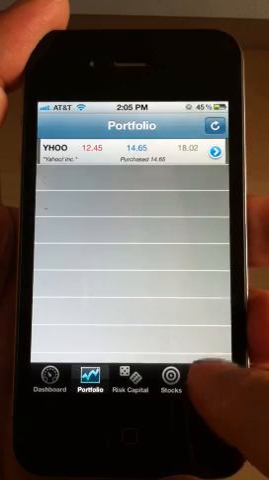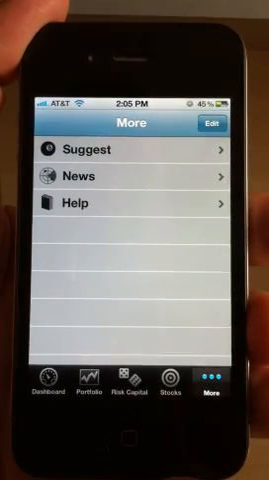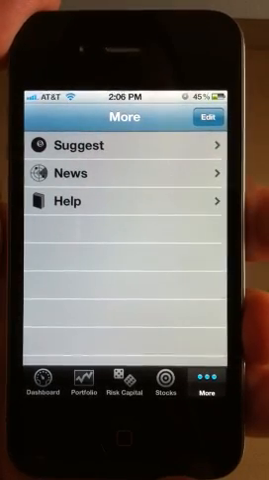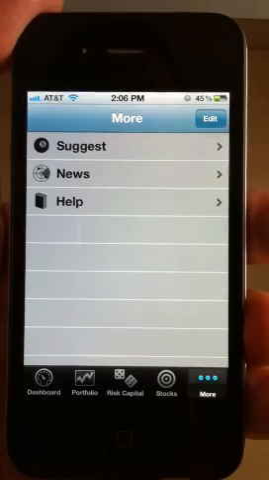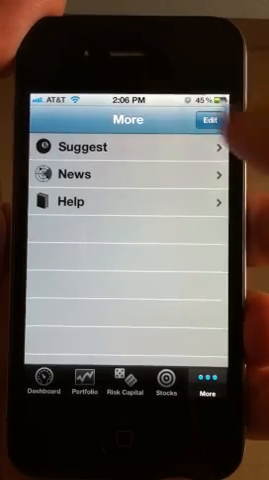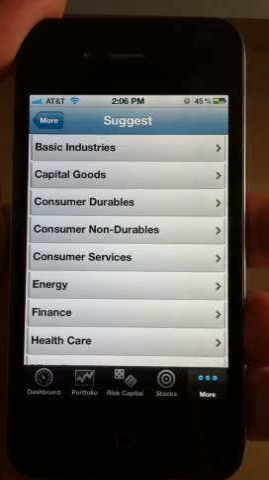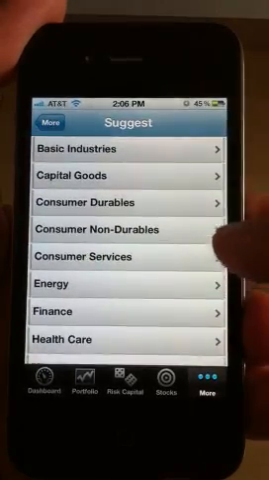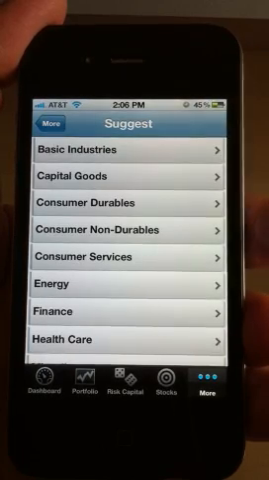The next feature I want to show is something called Suggest. When your reward to risk ratio is low, it's very difficult, as you saw with the Yelp example, to find stocks that fit within your reward to risk. The Suggest feature goes against all of the Nasdaq stocks currently, split by sectors, and it searches for stocks that fit within your reward to risk ratio.